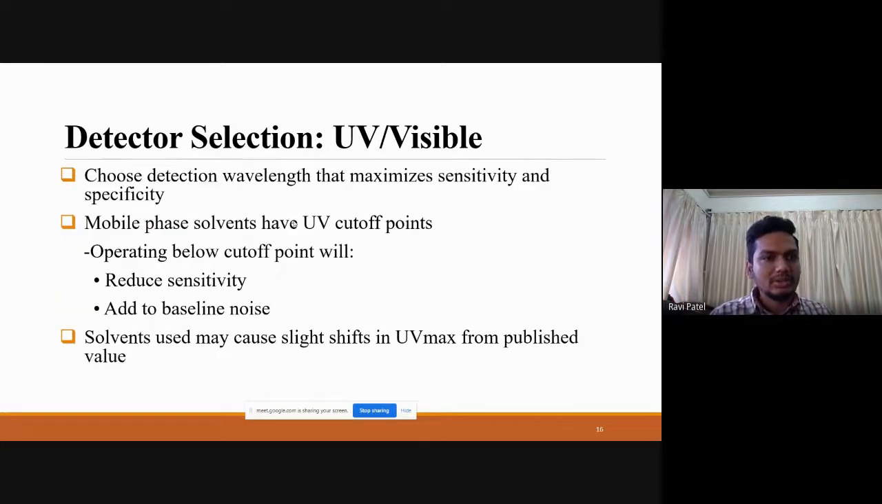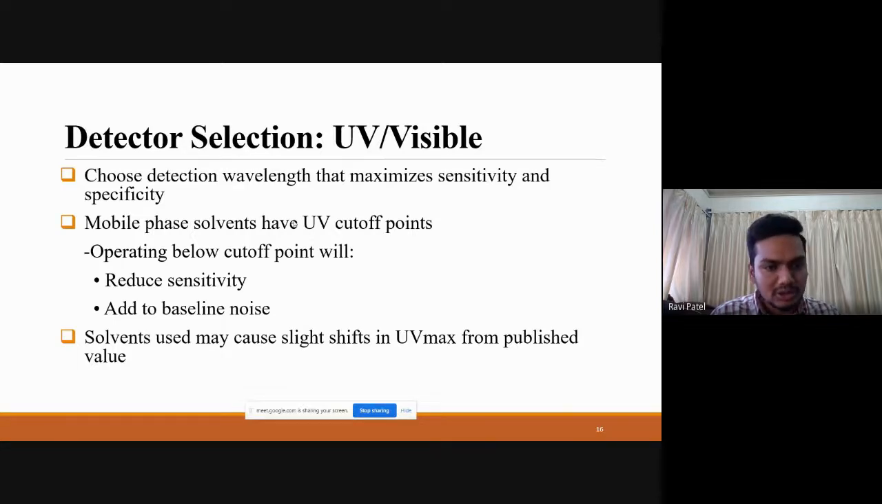Similarly, choose the detection wavelength that maximizes the sensitivity and specificity. Select mobile phase solvents that have a suitable UV cutoff, as I told you in my previous slide. Some of the solvents, like methanol, have a 210 nm cutoff and ACN has a 190 nm UV cutoff. So all these solvents are suitable when we are dealing with the UV visible detector.